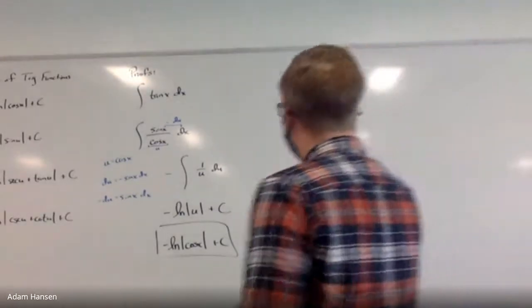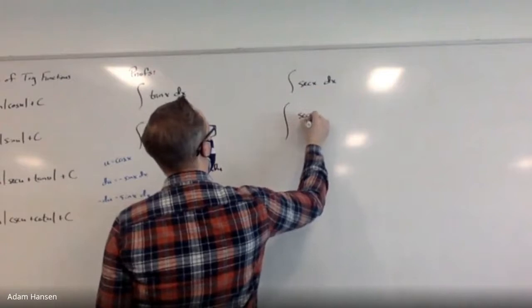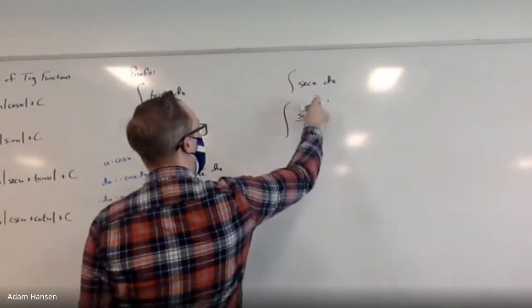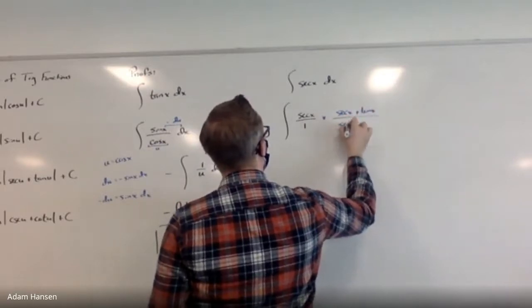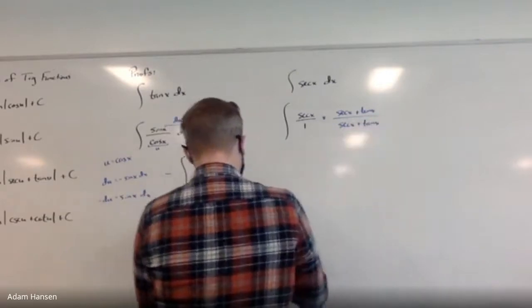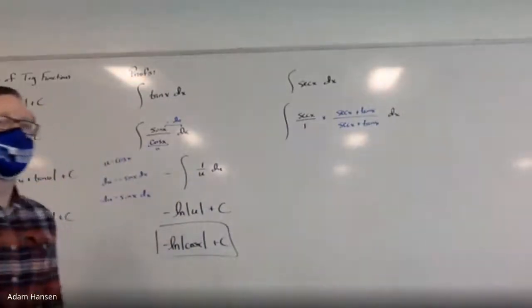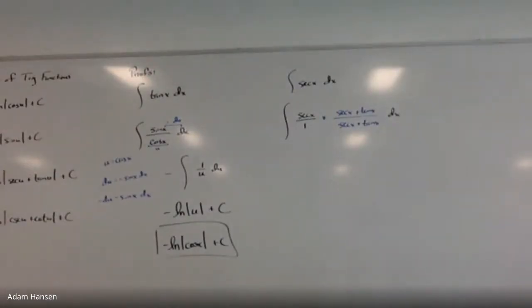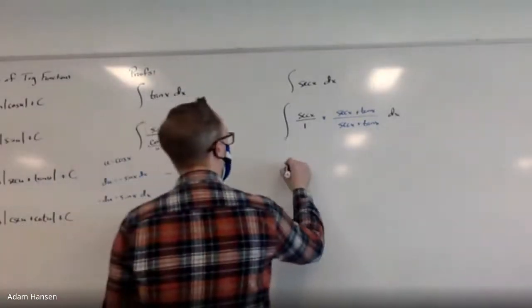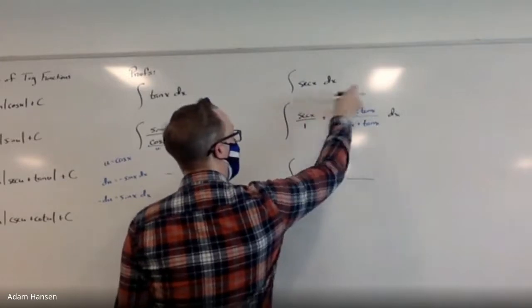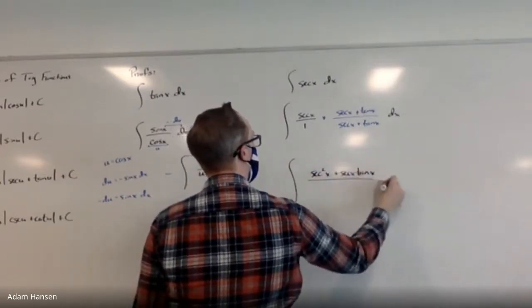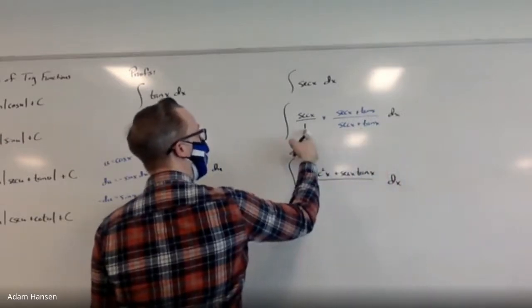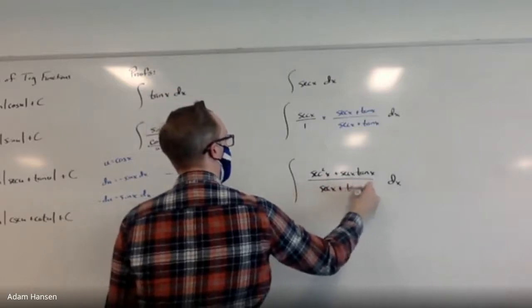This one takes a little different approach because we're going to multiply by a clever form of 1. We're going to multiply secant x over 1 times secant x plus tangent x over secant x plus tangent x. Multiply the top and bottom by the same thing, so we're multiplying by 1 and not changing the whole line. So let's put these two ratios together. Distribute secant x times the quantity secant x plus tangent x. That would be secant squared x plus secant x tangent x. Multiplying the two denominators, it's simply secant x plus tangent x.